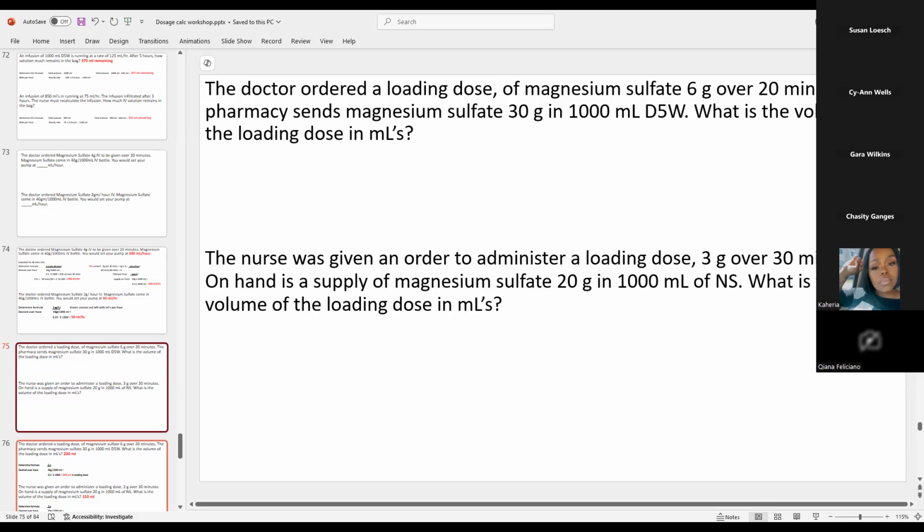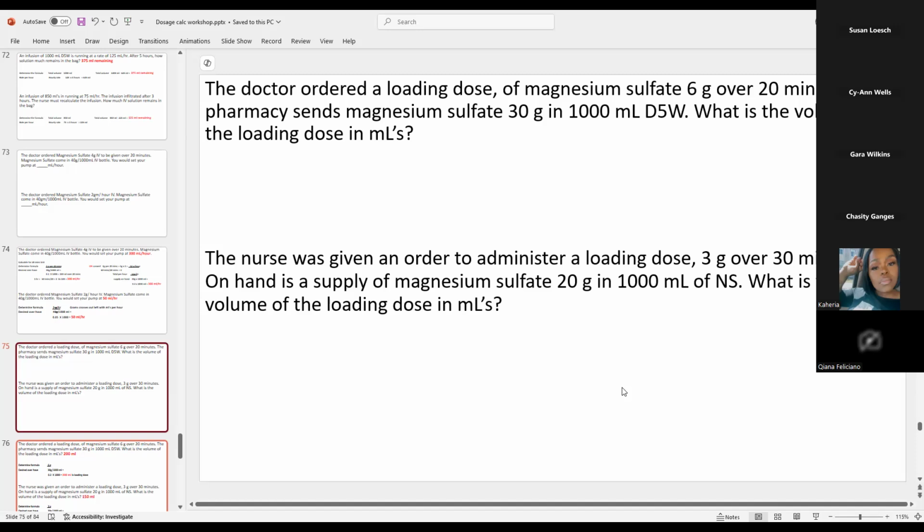The first one. So this is just asking about the loading dose. The doctor ordered a loading dose of 6 grams over 20 minutes, and you have 30 grams in 1,000 ml. So this is just desired over have. It's just going to be your 6 over your 30 times 1,000. That's 200. It always gets confusing because of the wording.